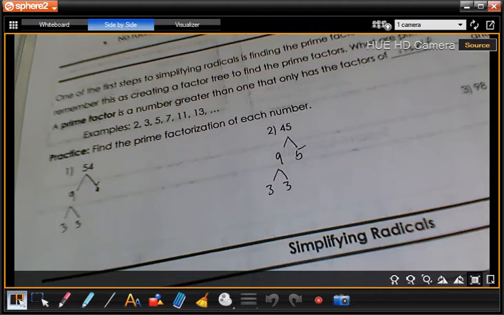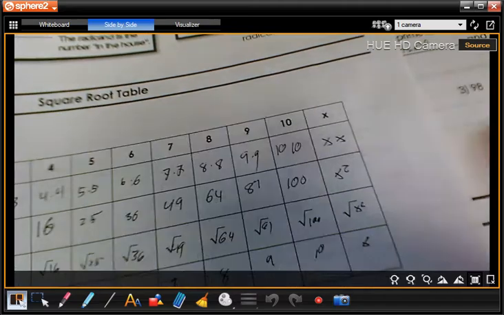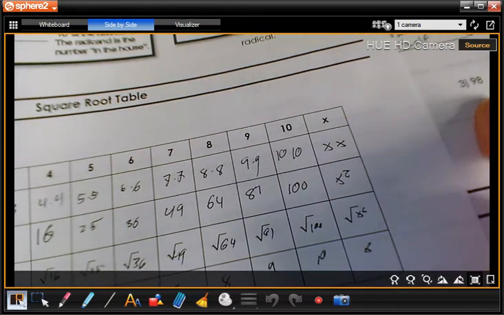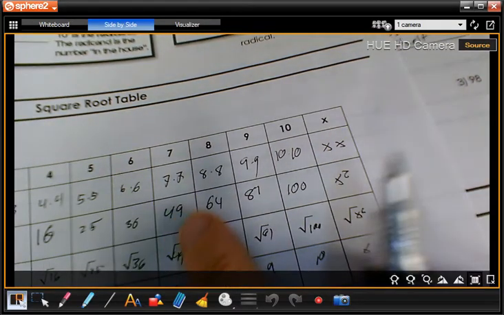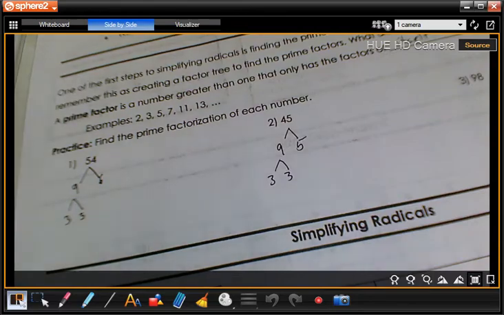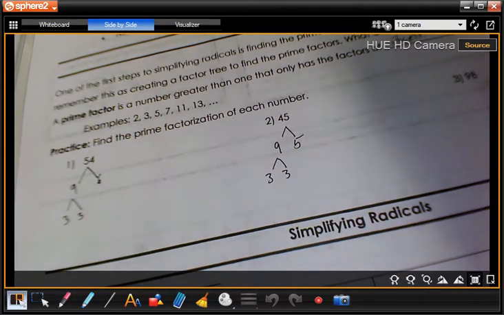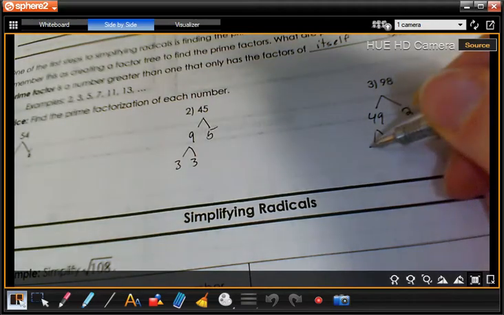12 times 8. 12 and 8, neither of those are perfect squares. So let's look back at our perfect squares. Okay, so we've got 98. We know 100 is not going to go into 98, right? Does 81 go into 98? Does 64 go into 98? 49 does go into 98. Okay, so 49 goes into 98 2 times. And what times what gives us 49? 7. So those are perfect squares.